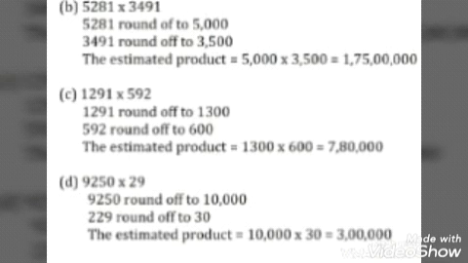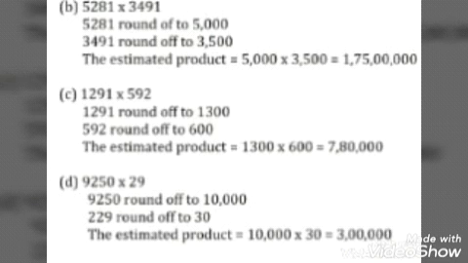Then third question, 1,291 into 592. 1,291 nearest hundred, 1,300, 592 nearest hundred, 600. Next we multiply that numbers. 1,300 into 600, that is 7,80,000.